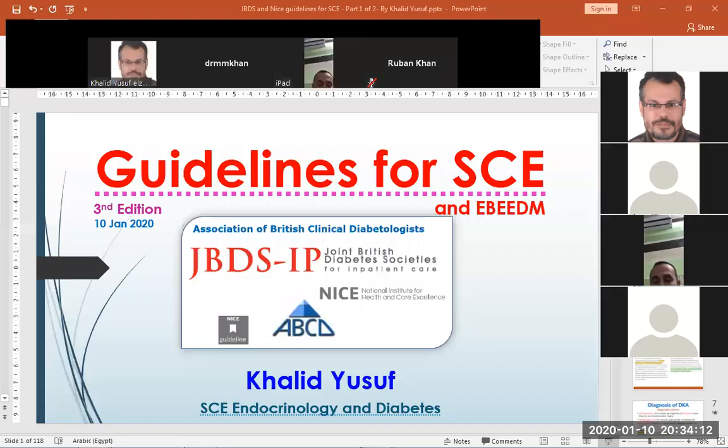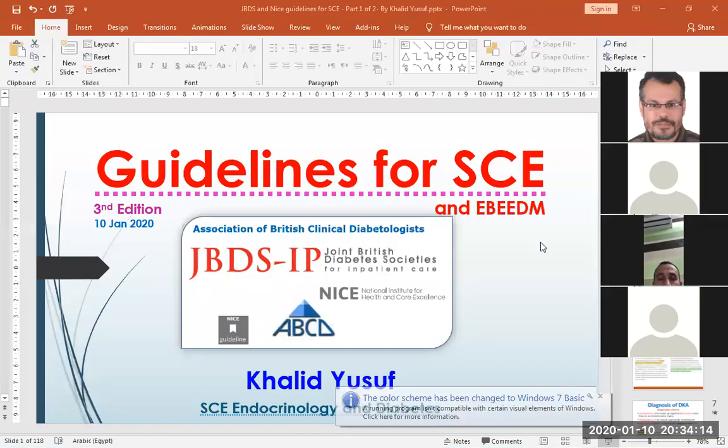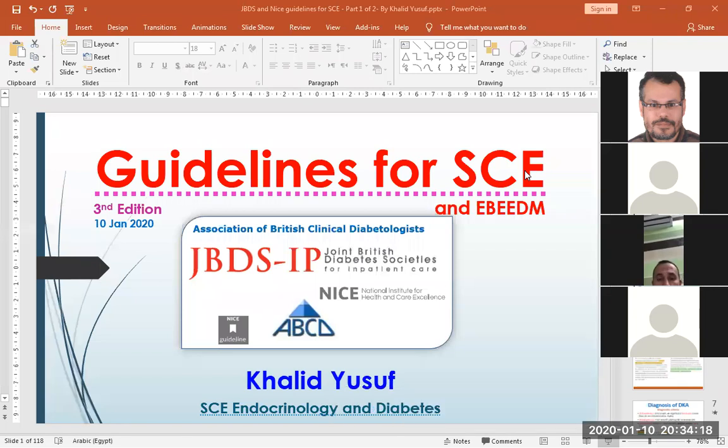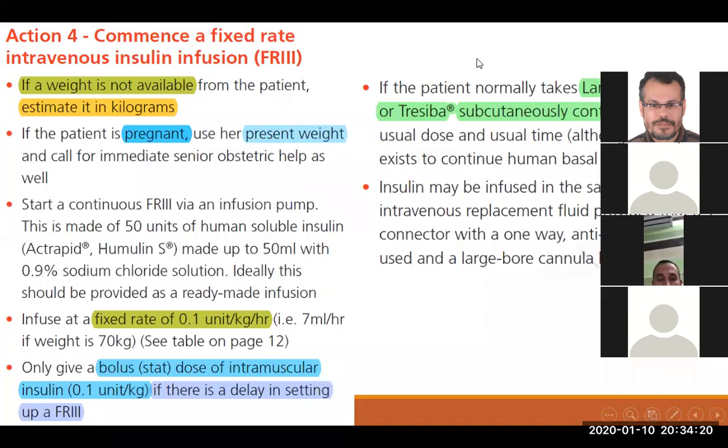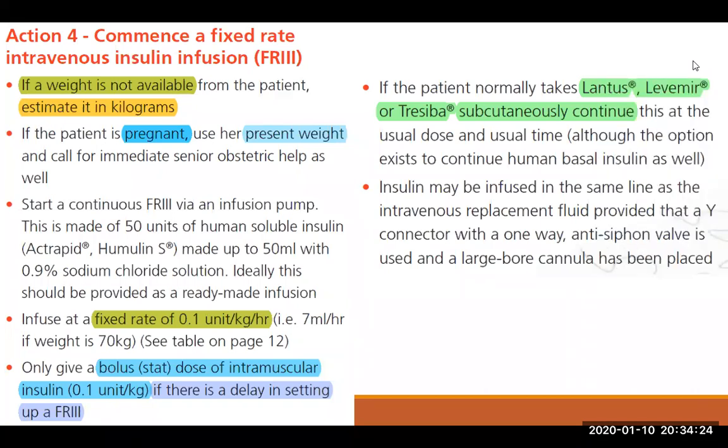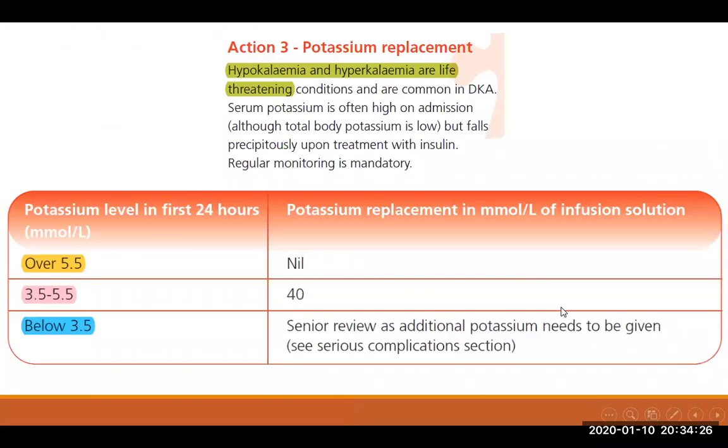Sorry for this interruption. Please repeat from the last point you stopped at, Dr. Khalid, if you don't mind. Yes, okay. I think this slide is completed. Okay, everyone interact with serum potassium.